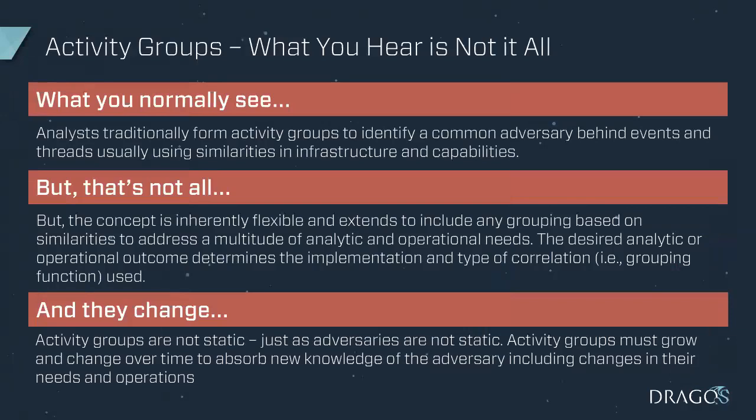So what do you normally see? Normally, most users of intelligence, whether you're reading a news article or a report, will traditionally see activity groups being formed to identify a common adversary. And these are usually similarities in what I call indirect attribution, meaning this is not first-hand attribution, right?